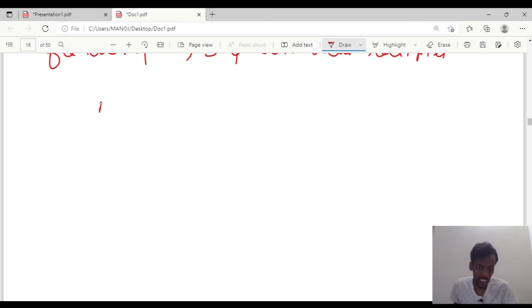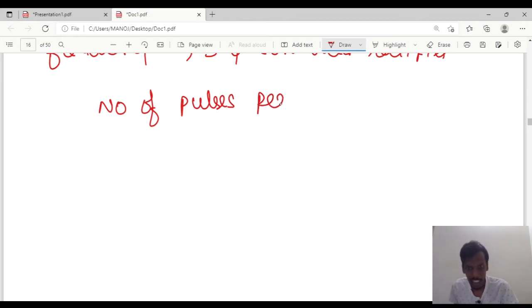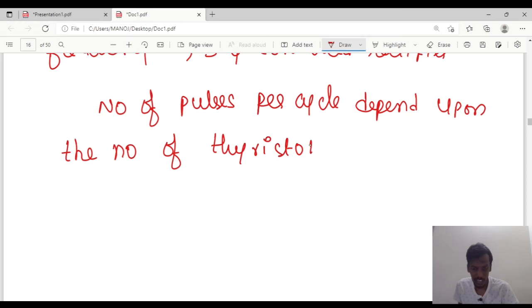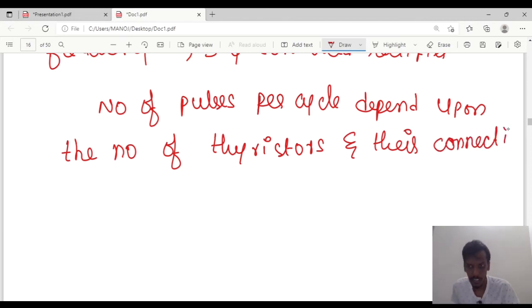As the number of pulses increases per cycle, it depends upon the number of thyristors and their connection. So the number of pulses per cycle depends on the number of thyristors and their connection.